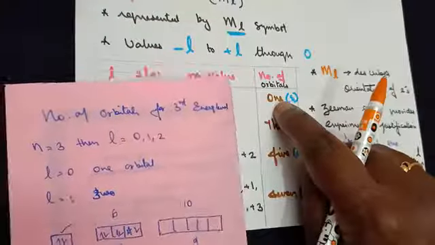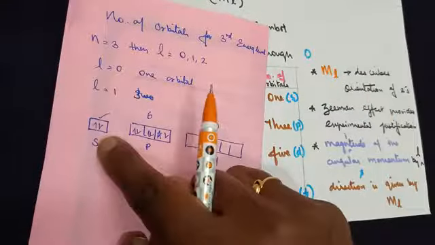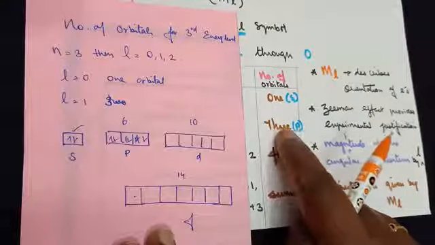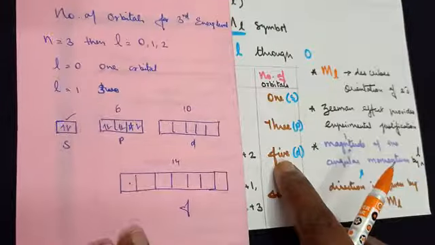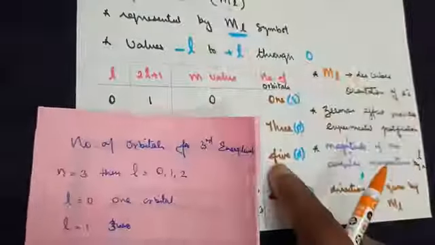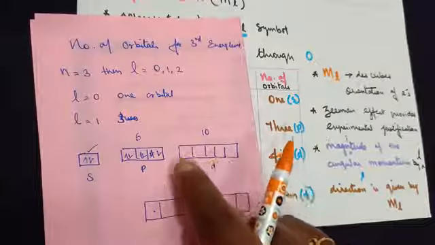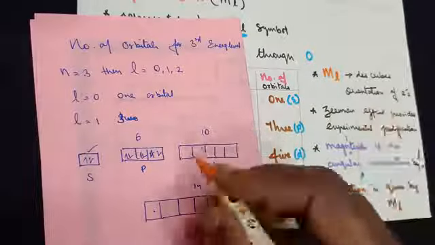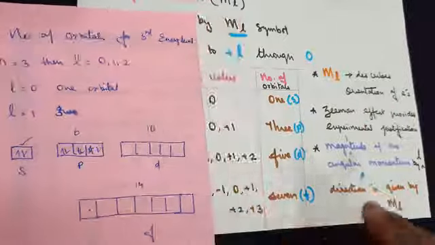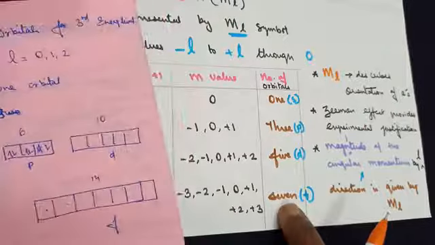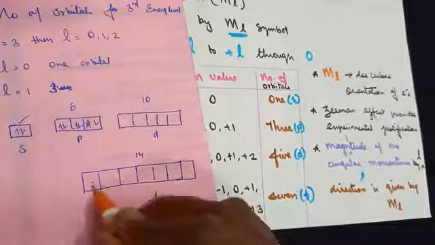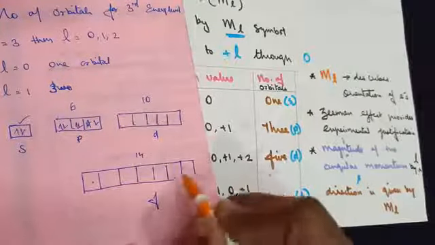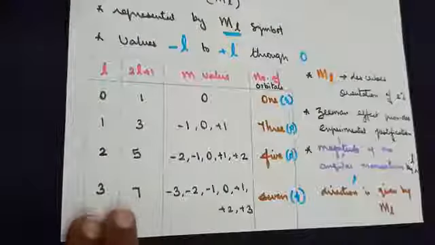Once again, I'm taking up the same thing. Only one orbital, it stands for the s orbital. When you have 3 orbitals, it stands for the p orbital. When you have 5 as the number of values of the magnetic quantum number, it stands for the d orbital, because 5 orbitals are there. Each one can have 2 electrons. And if it is 7, it stands for the f orbital, meaning 7 orbitals are available. Each orbital contains 2 electrons.